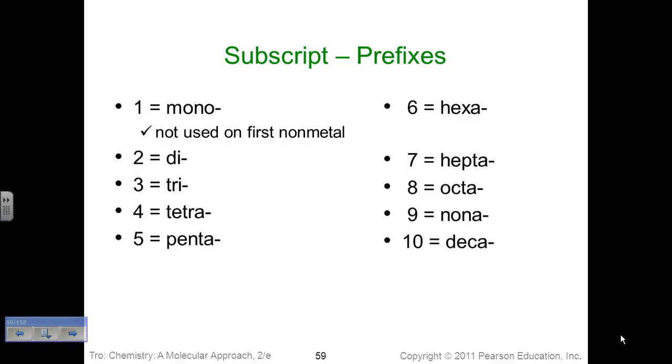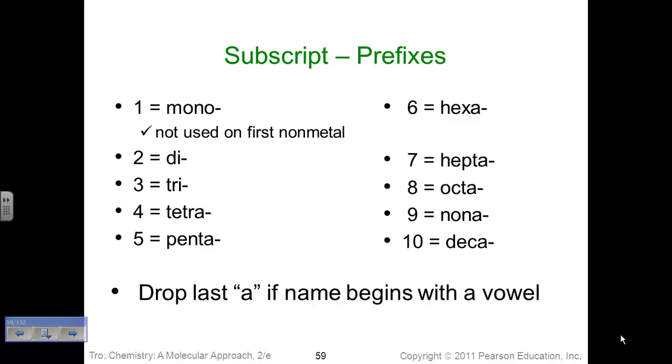Let's go through one at a time and just listen to the prefixes. If I have a subscript of 1, you'll hear mono. Di is the number 2. Tri for the number 3. Tetra denotes 4. Penta is for 5. Hexa for 6. Hepta denotes the number 7. Octa, nona, deca are 8, 9, and 10 respectively. These are the prefixes that we hear to denote the subscript telling us how many of each there are in a chemical formula for molecules.